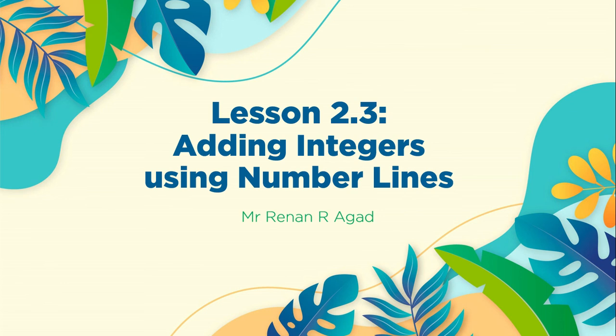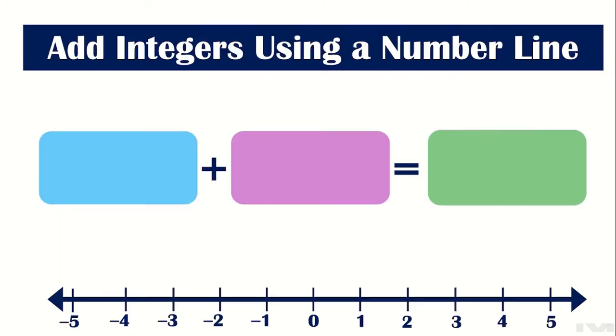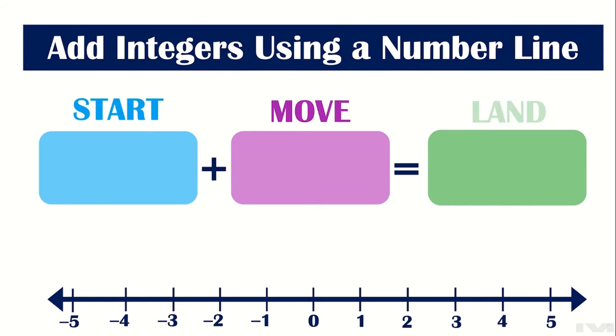This time, we will add integers using number lines. Actually, number lines are very good visual aids for you to be able to understand the concept of adding integers. So there are 3 steps that you need to remember once you use this kind of method. First is to start, second is to move, and then third is land.